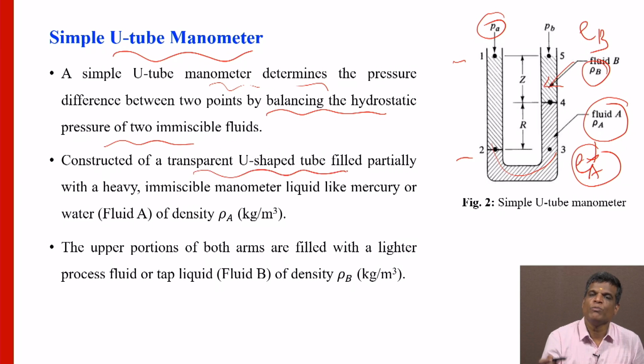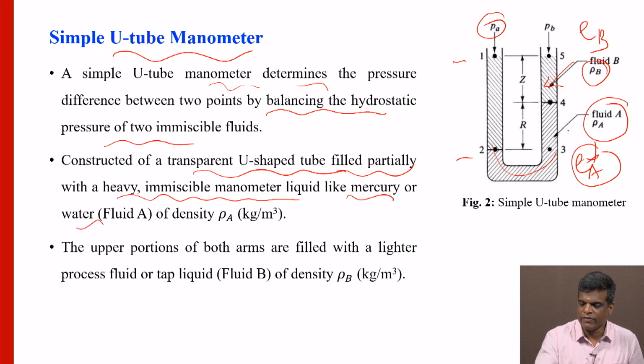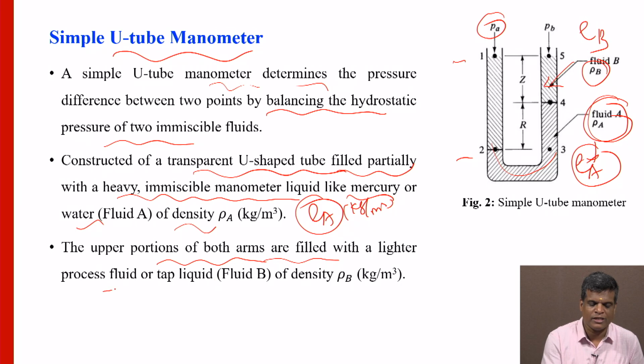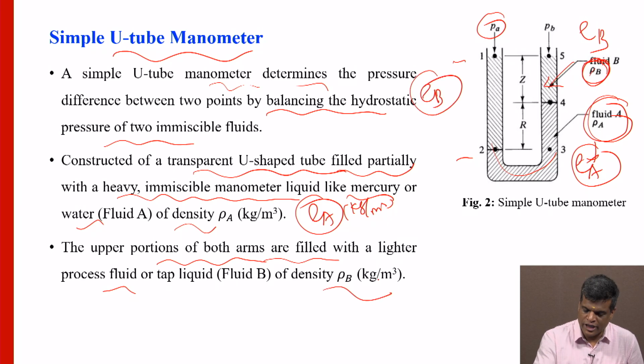This is a very transparent U-tube, filled with a heavy immiscible manometer fluid like mercury or water, that is fluid A. The density of A is rho A, and the units are kg per meter cube. The other one is filled with a lighter process fluid, so a lower density, rho B, the density of fluid B, again in kg per meter cube. Here the pressure at points 1 and 2 is the same with respect to position.